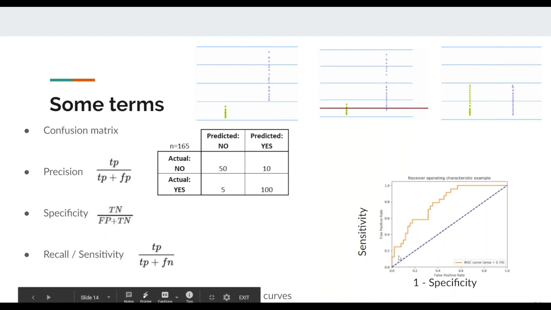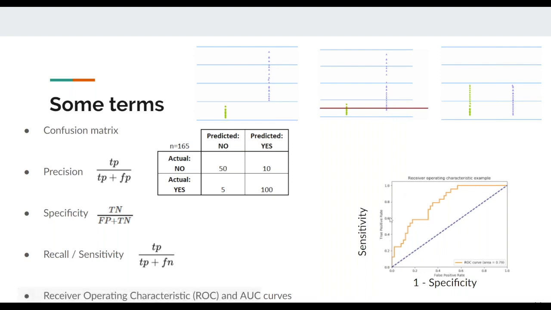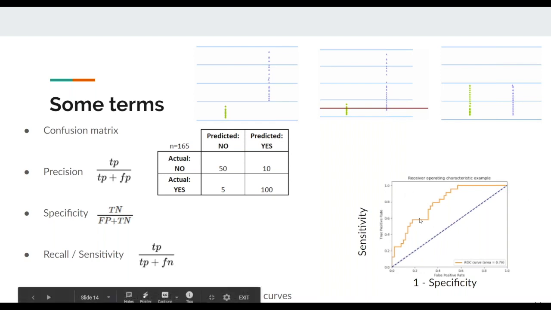The best case scenario is where the orange line goes sharply up to 1.0 and then straight ahead, so it's basically following the top part of the box. This is the ideal case of the classifier.